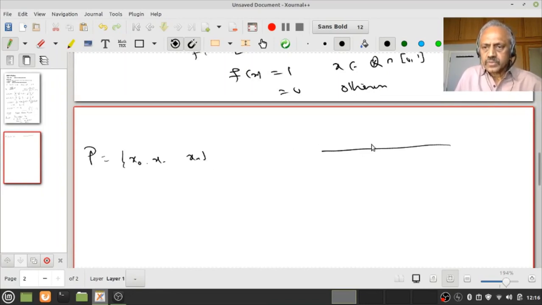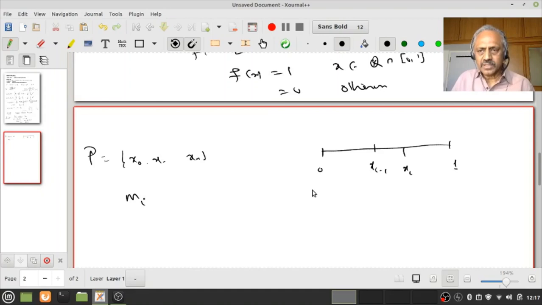Now I want to know the upper and lower sums for this function. Let us do that. Let P be any partition, x0, x1, ..., xn. Let us look at a typical subinterval [x_{i-1}, x_i]. I want to know m_i, that is m_i of f. What is m_i? The GLB of the values. Remember, the function takes only two values, 0 and 1. Therefore the GLB has to be either 0 or 1.